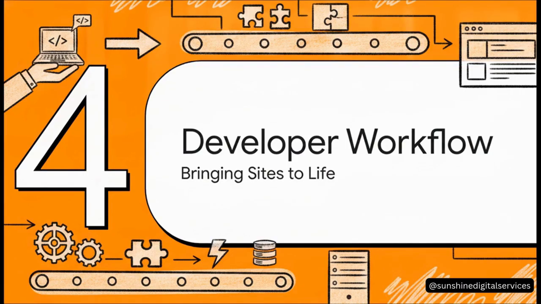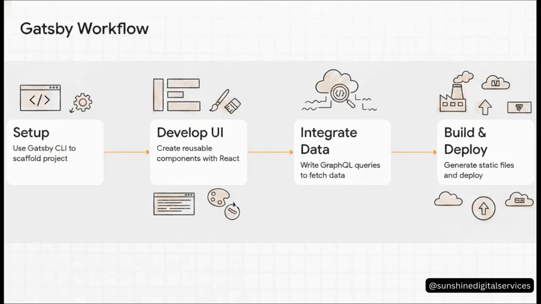Section 4, Developer Workflow. The developer workflow in Gatsby is really highly structured and incredibly smooth. Step 1 begins with setup using the Gatsby command line interface, the CLI, which basically scaffolds out the project for you. Step 2, the developer uses React to build those reusable UI components, styling them, making them accessible. Step 3 is data integration. This is where they write those super precise GraphQL queries to pipe the content directly into the React components. And finally, step 4 is build and deploy. The Gatsby build command churns through everything, generates those static HTML files, and then those files are deployed directly to modern hosting platforms like Netlify, Vercel, or AWS.